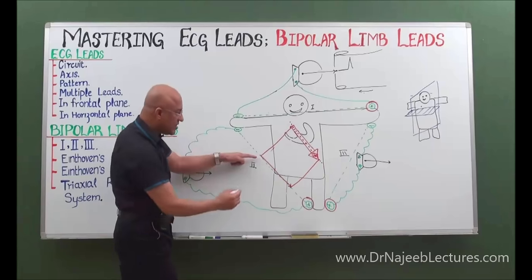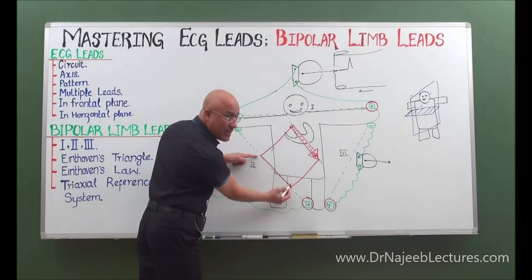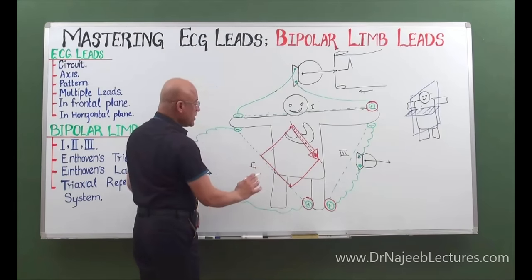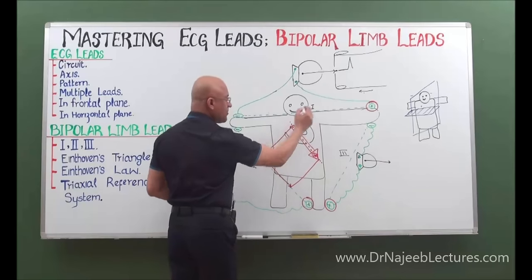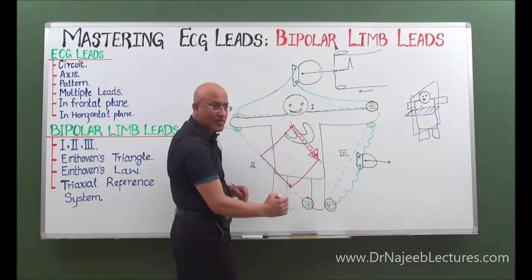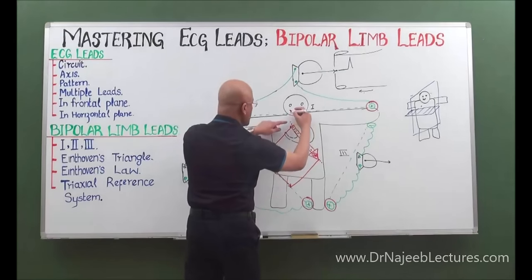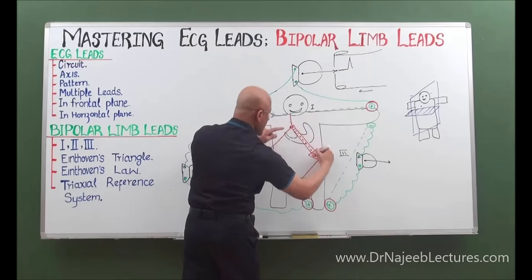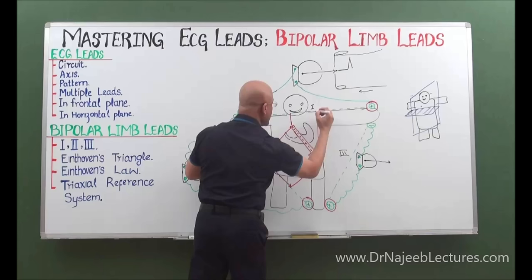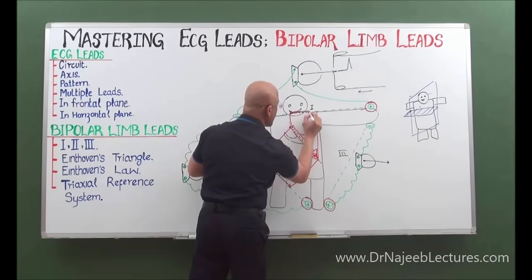Is that right? This length of the vector is along the axis of the lead. But if you try to record from here, the same electrical activity, will it be the same or different? Different. It will be different. Here you put a perpendicular from here and a perpendicular from here. This is the component of the vector along this lead.